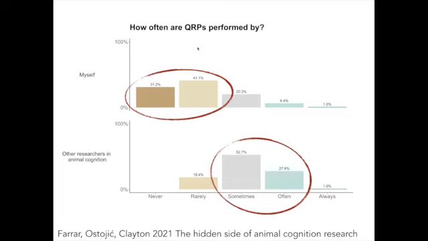And again, we get this mismatch where people say by themselves, never or rarely, 70% of respondents say they never or only rarely engage in QRPs, things like p-hacking, dropping outliers and the like. And we got some honest people up here, though. Cheers to these people. But for other researchers in animal cognition, they're saying 50% of their colleagues sometimes do, and about 30% often do. So again, these two things cannot simultaneously be true.